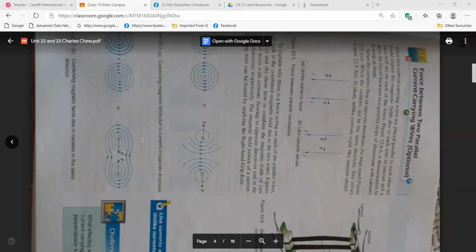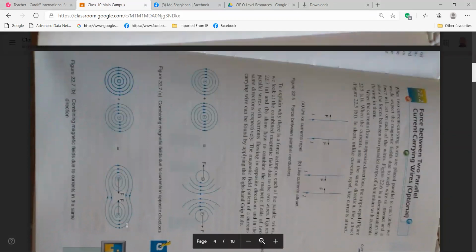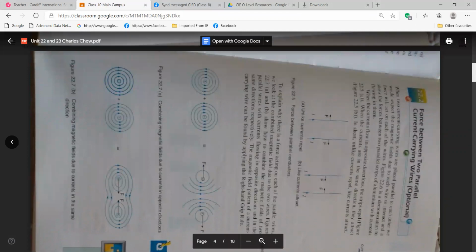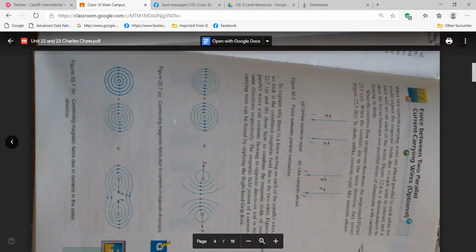You see here, I'm taking it a little bit up. Ziba, are you seeing now? Yes, sir. Look, in 22.7a we have this more clearly. They both are showing you the direction of the magnetic field. Look, this one we are getting anti-clockwise. You see here, the left one is anti-clockwise and the right one is clockwise.